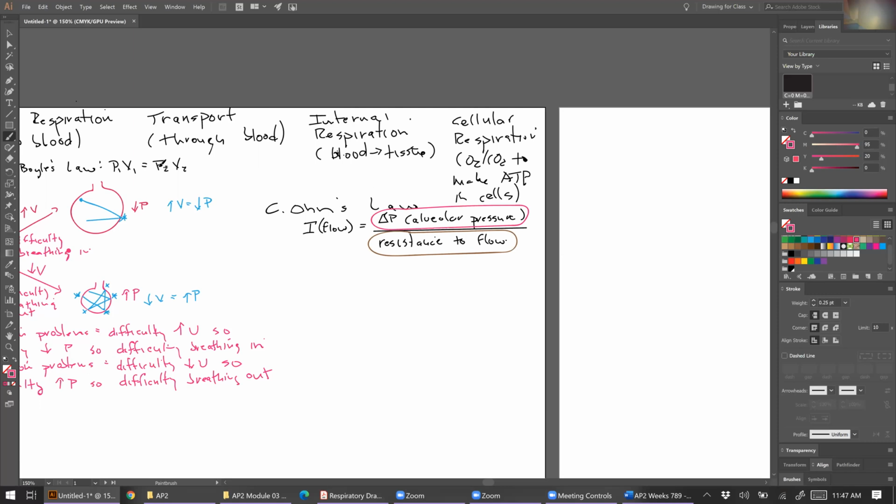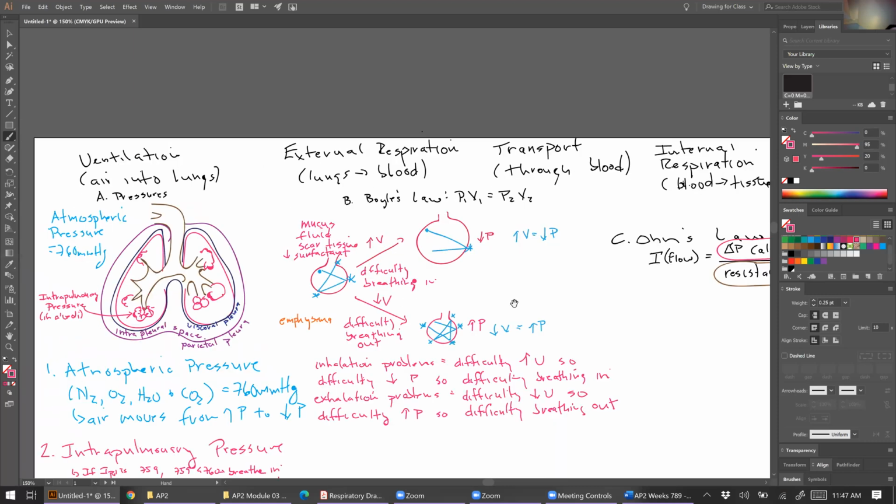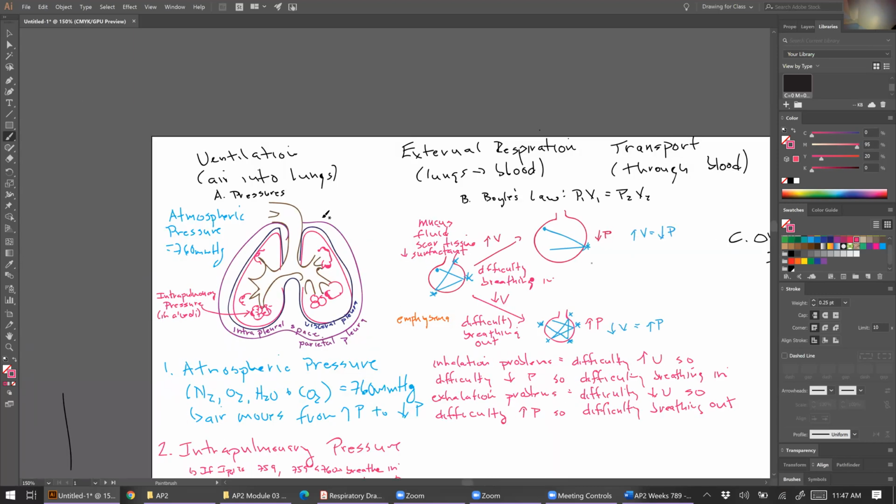Okay, so why pink? Come way back over here, and you're going to write, let's see, everything down here is going to be the respiratory zone. It's called the respiratory zone. And this is alveoli, air sacs.